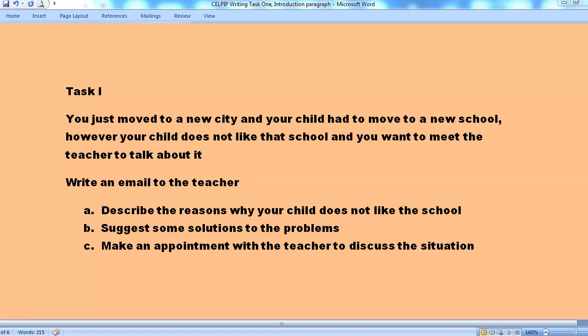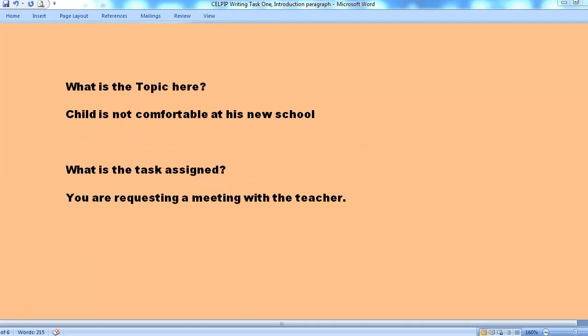So to understand, the child has recently joined a new school, and does not seem very comfortable there. You want to meet the teacher to describe the challenges your child is facing, and for that reason you are looking for an appointment with the teacher. So what is the topic here? We identify the topic as: child is not comfortable at his new school. And what is the task that has been assigned? We identify the task as: you are requesting a meeting with the teacher.